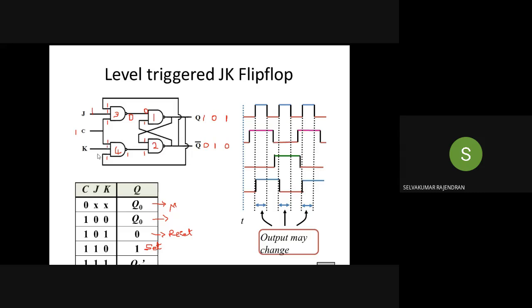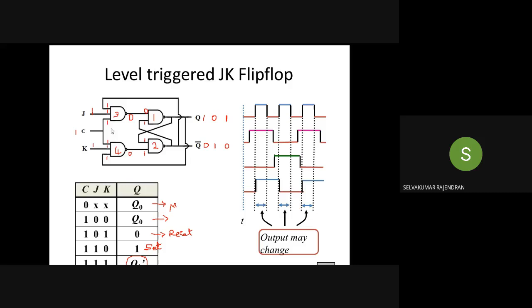Then the last possible combination is 1 1. For the input combination 1 1, we already discussed that the output of the JK flip-flop will be the complement of the present state value. Q will be complemented, Q0 prime. So how is it possible? You can observe from this structure. For NAND gate 4, the clock input is 1, K is 1, and this again comes from Q, so it is also 1. Because all the inputs are logic 1, NAND gate 4 produces logic 0.